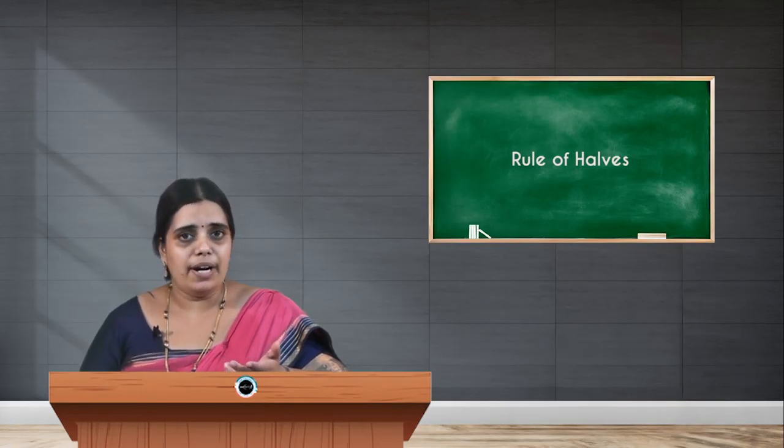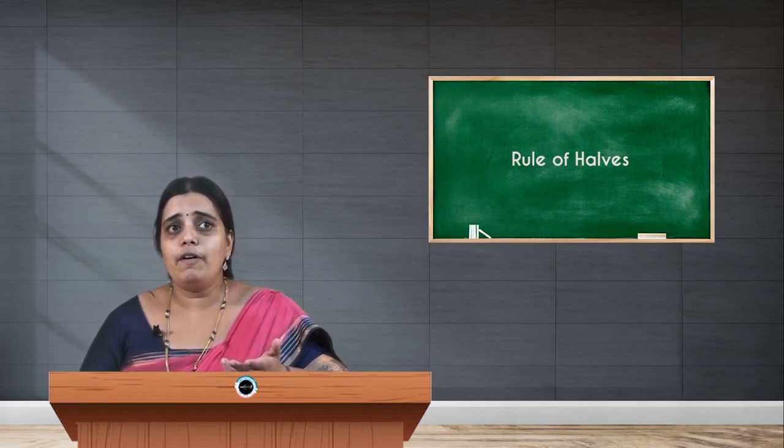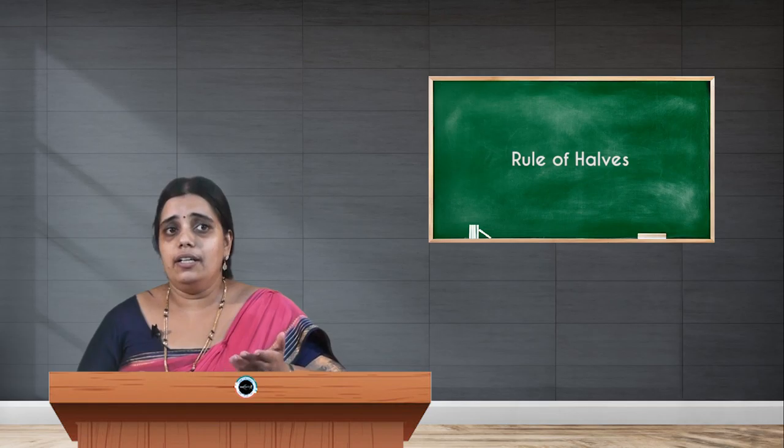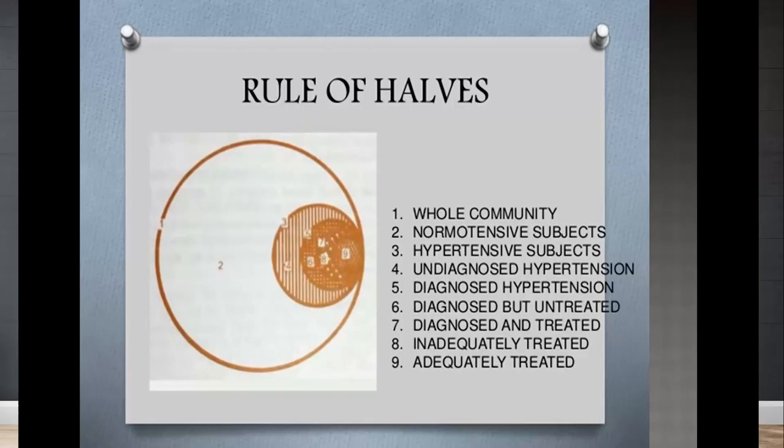So I would like to summarize now. Rule of halves is nothing but a very important part in knowing the burden of hypertension in a community, and not just hypertension, also its identification and treatment. And if you look into the rules of half, there are 9 important components: whole community, normotensive subjects, hypertensive subjects, undiagnosed hypertension, diagnosed hypertension, diagnosed but untreated cases of hypertension, diagnosed and treated cases of hypertension, inadequately treated cases of hypertension, and diagnosed and adequately treated cases of hypertension.